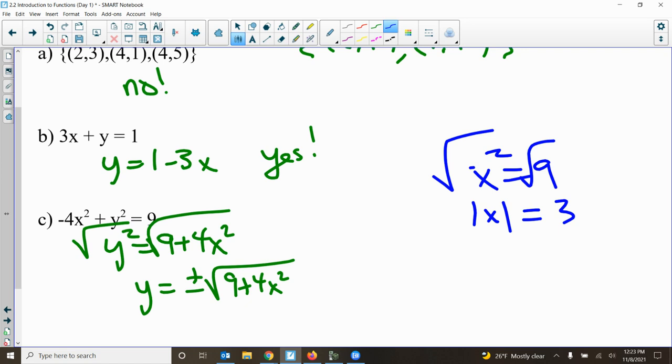Think about it. If I plug in 4 for x, what's 4 squared? 16. And what's the square root of 16? 4. I plugged in 4 and square root, I got 4 out, right? Now, what's negative 4 squared?